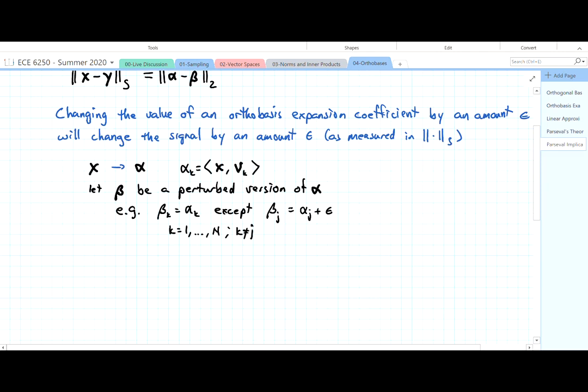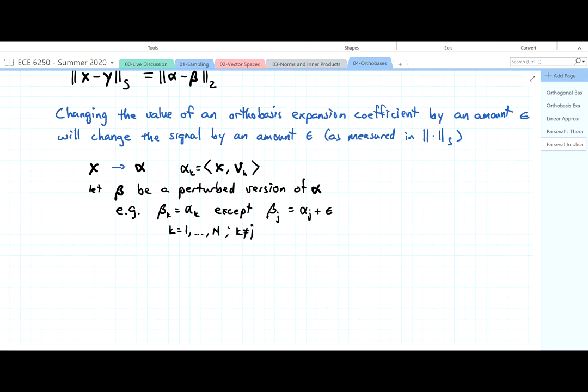Okay, so what we've said is we're just going to take the projection of x onto our orthobasis. We get alpha, the alpha vector. Alpha sub k is associated with the projection of x onto a particular basis vector vk. And now we're going to copy that, except we're going to mess up just one coefficient, the jth coefficient. We're going to add epsilon in there. So we just made a small change. We didn't really change much. What's going to happen to our original x?